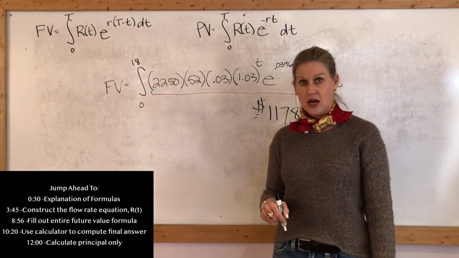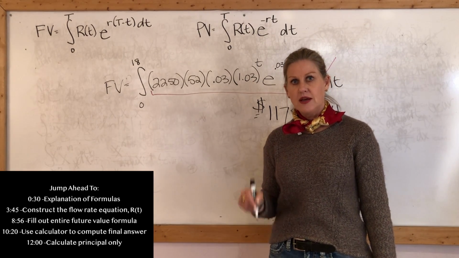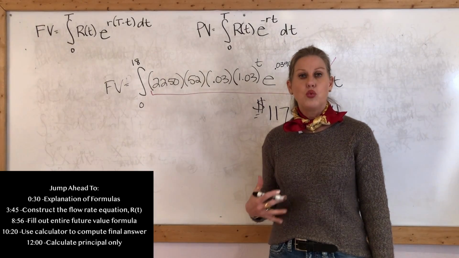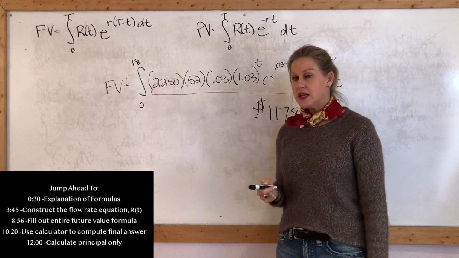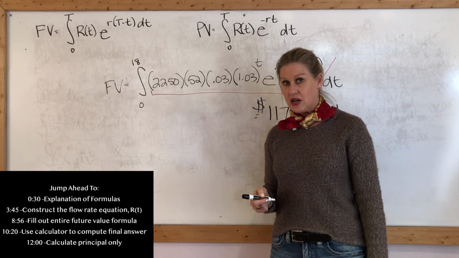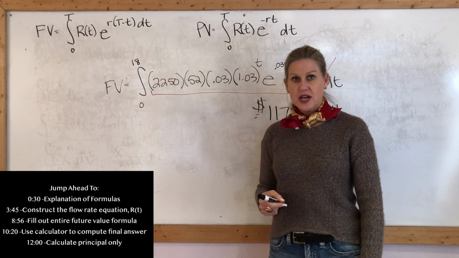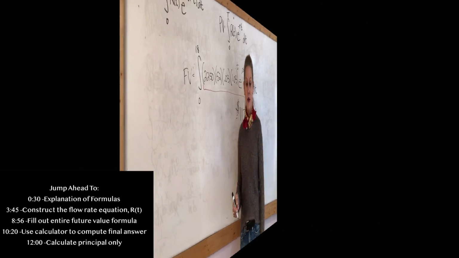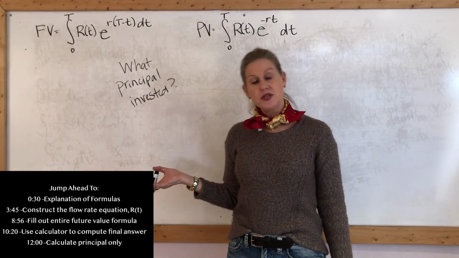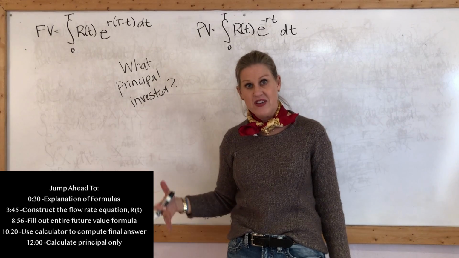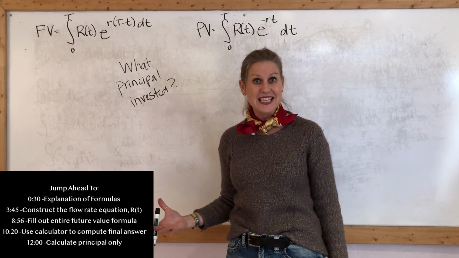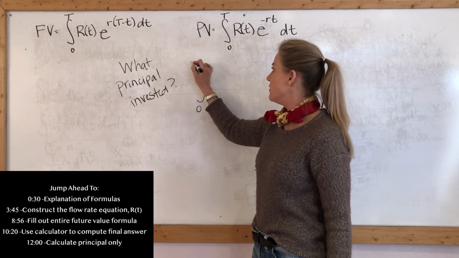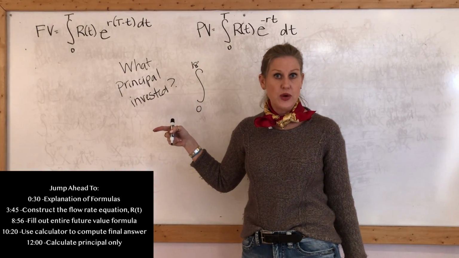If I wanted to know just the portion that Bob and Susie had invested, that's called the principal. So what had they contributed over 18 years? Then I would just antiderive the flow rate equation. So if I want to know just what Bob and Susie contributed, what did they invest from their own pocket over the 18 years, I am just going to antiderive the flow rate that we constructed.